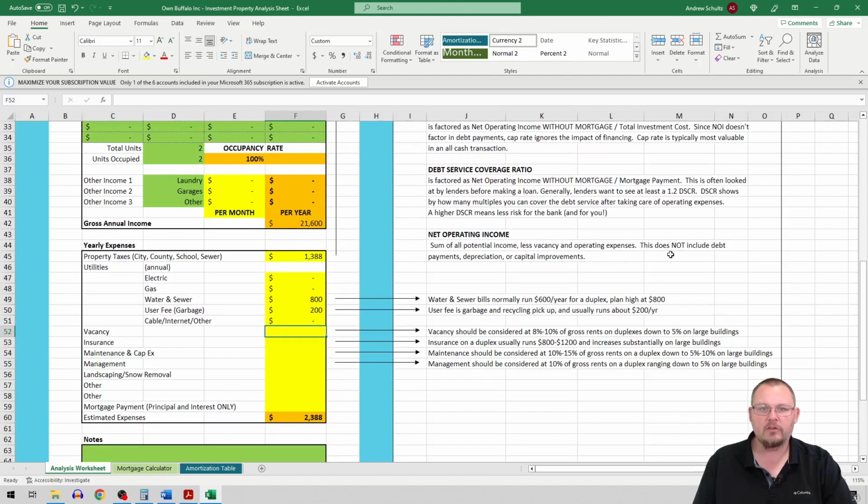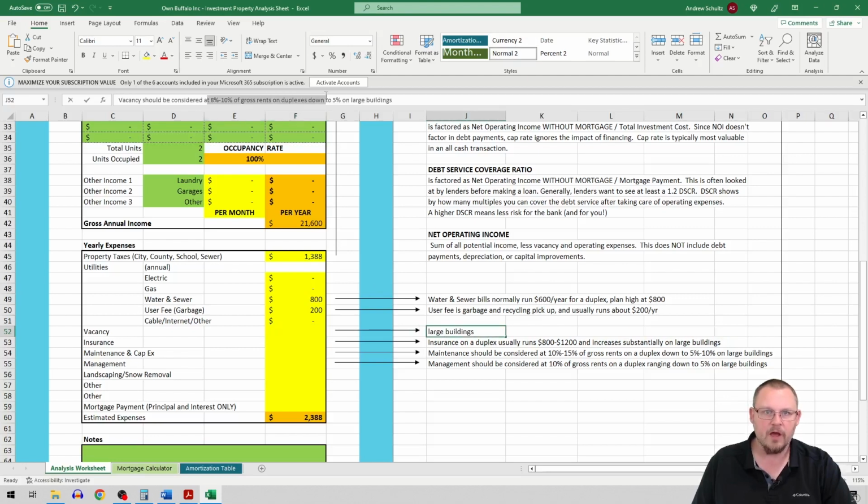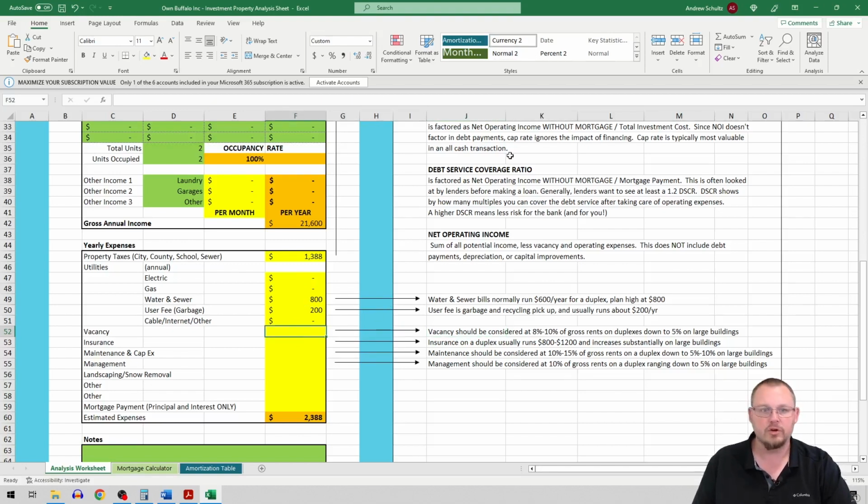Vacancy, I always recommend on a smaller building like a single family or a duplex, your vacancy should be factored in as 10% of your gross annual rents. That could go down over the number of units. So if you have a larger property, you might be able to go as low as 5% on your vacancy. But the fewer number of units, the higher you should be factoring for vacancy because every one of those vacancies has a much larger impact on your bottom line. So in this instance, we're going to go 2160.